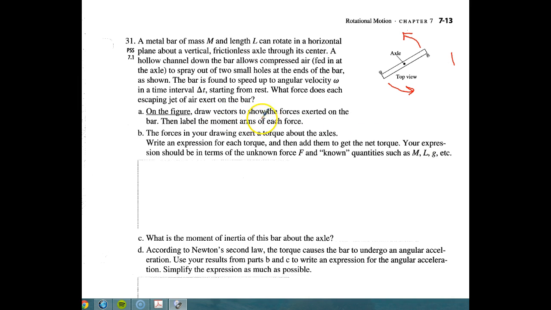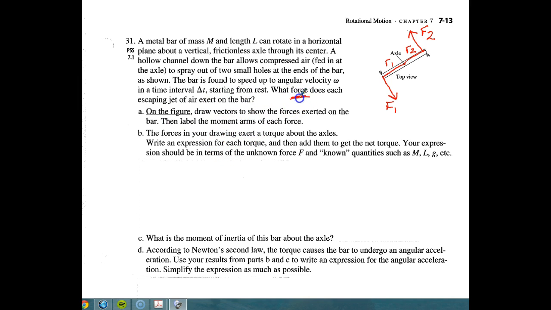On the figure, they want us to draw vectors to show the forces exerted on the bar. Then label the moment arms for each one of the forces. So for this one, we've got a force, and we'll call this F1 right here. We know that the moment arm will be our radius, and so this is R1. Then we've got a force going this way on the second one and a radius of R2 on the second one here. So now we're making this bar really start to rotate pretty quickly. So that's the first thing we do.